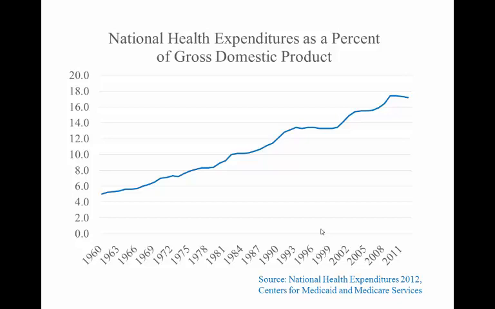A good way to think about this is in terms of GDP. GDP means gross domestic product. GDP is the amount of money that gets spent each year in America. This chart shows healthcare expenses as a portion of GDP. My source for this data is the National Health Expenditure Accounts produced by the Center for Medicare and Medicaid Services. As you can see, the amount of money we've been spending on healthcare has been climbing steadily since 1960 and is now over 17% of GDP, which is higher than any other nation.